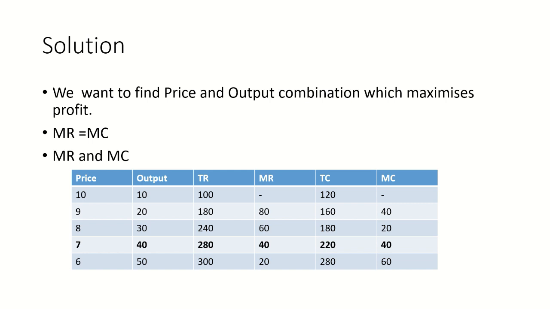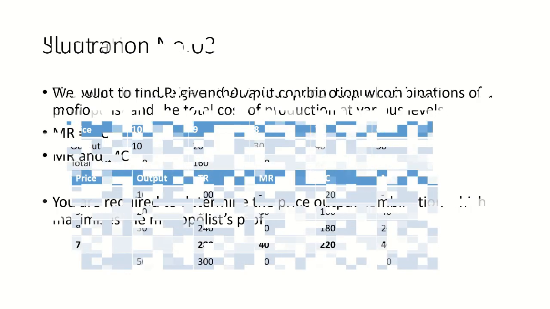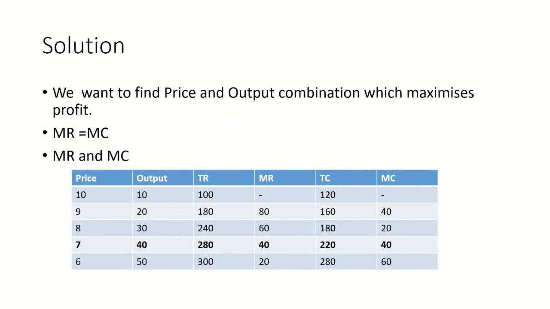And here we have only the price, output, and the total cost. We want to find out the MR and MC. So we want to find out these two columns, that is the MR and MC. Okay, so we already know what you mean by this MR and what you mean by this MC. MR means change in the total revenue and MC means change in the total cost.